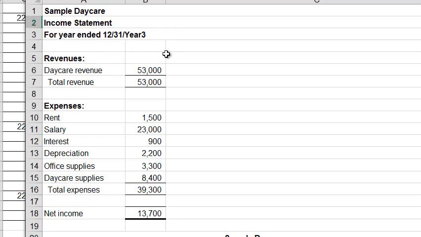So this was our daycare revenue. We only had one type of revenue, so I wouldn't actually have to have a total number here. And then if you sort through that retained earnings column, you would see all of these as the adjusted balances in each one of these separate expense accounts. Revenues minus expenses gives us net income for Sample Daycare.